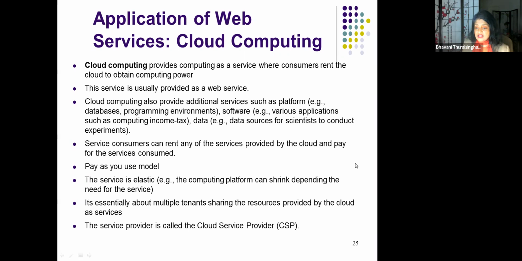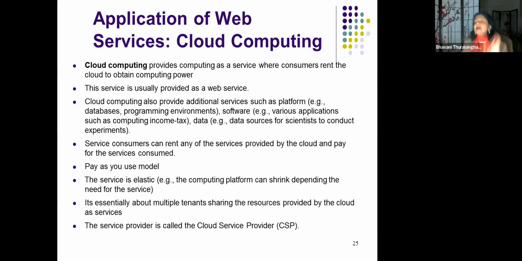Service consumers can rent any of the services. Pay as you use, or pay as you go, just like gas and electricity and water, right? We don't pay for what we don't use. So if you use a lot of electricity, we pay more. If you don't, then we don't pay as much. In the same way, as you take advantage of more and more resources, we have to pay for them. The service is elastic. The computing platform can shrink. So if you don't need something, we may not need to rent it, and if we need more, we can purchase more.